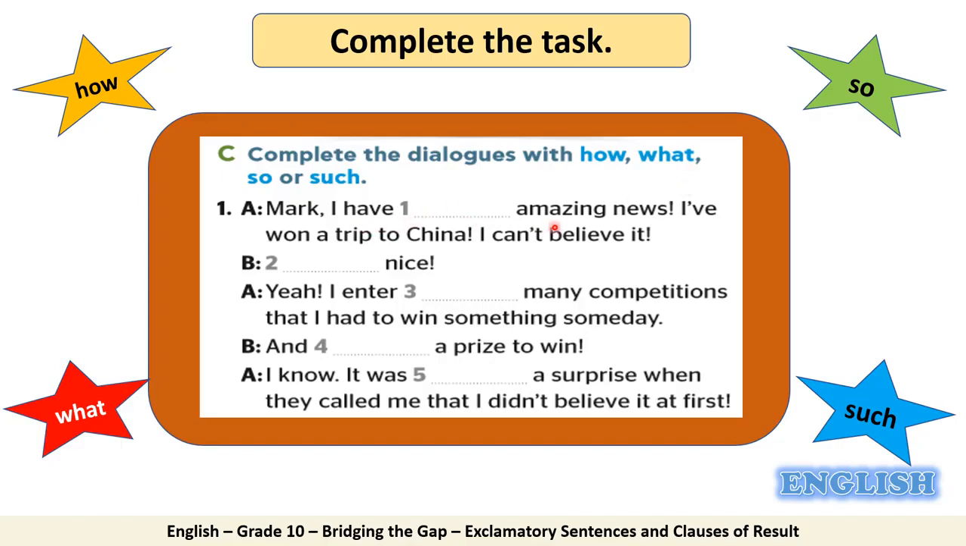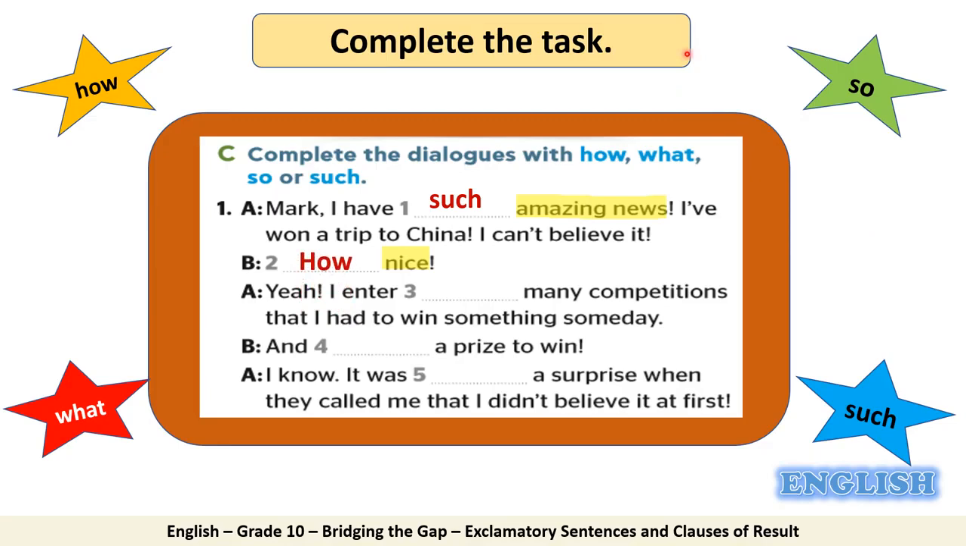Number 1. Mark, I have dash amazing news. I won a trip to China. I can't believe it. As you can see, the first sentence is an exclamatory sentence. We have an adjective here followed by a noun. So our answer is such. Again, the second sentence here is an exclamatory sentence with an adjective, nice. So our answer here is how nice.